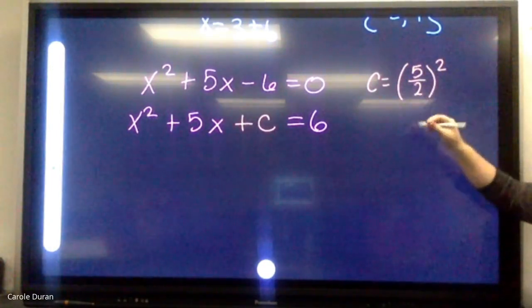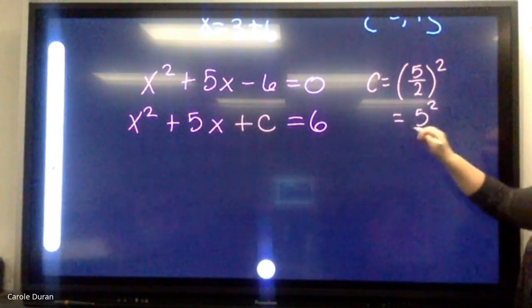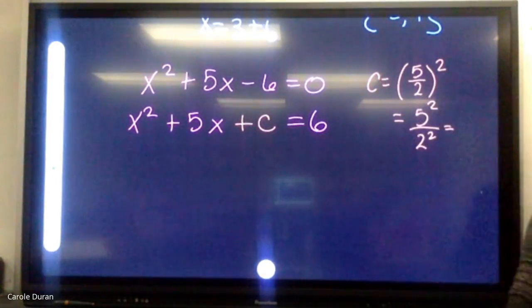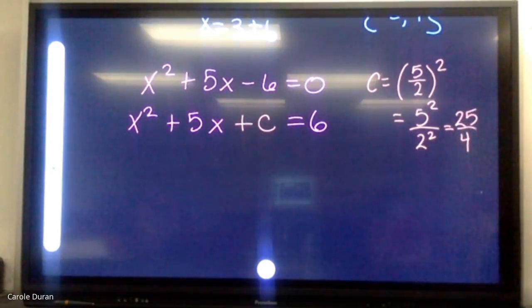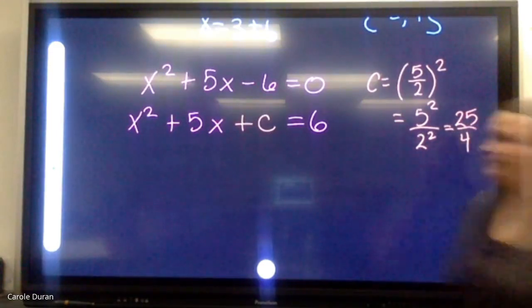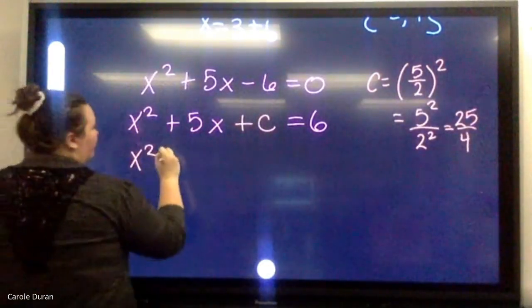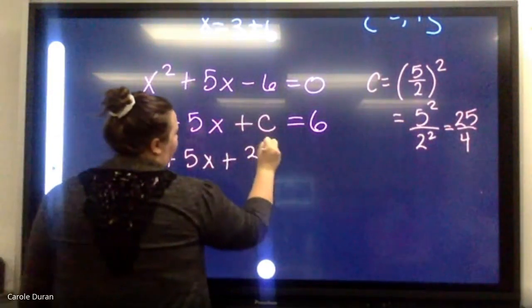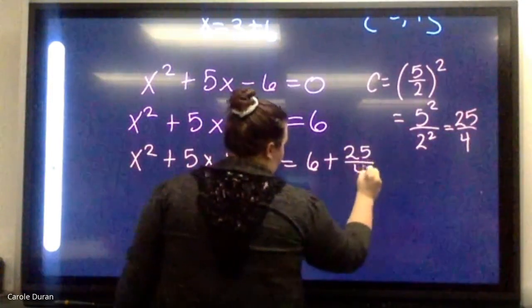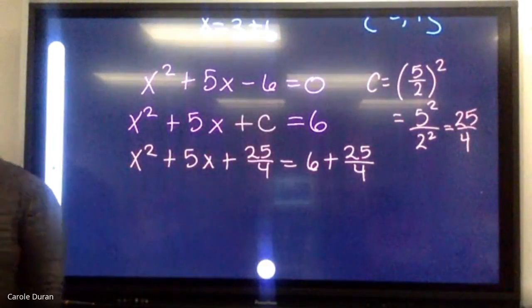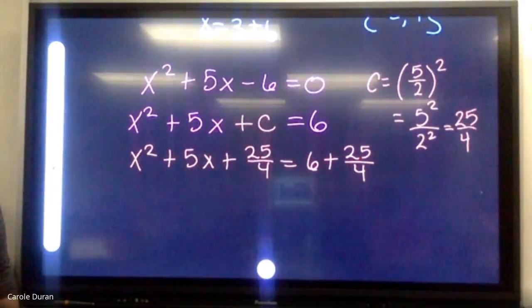When I go to square it then, this is the same as the numerator squared over the denominator squared. What's 5 squared? And then 2 squared is 4. So the c value I'm adding in on each side is 25 over 4. Can we leave them like fractions like that? Absolutely. It's only scary because it's a fraction. Otherwise, we wouldn't mind it so much.